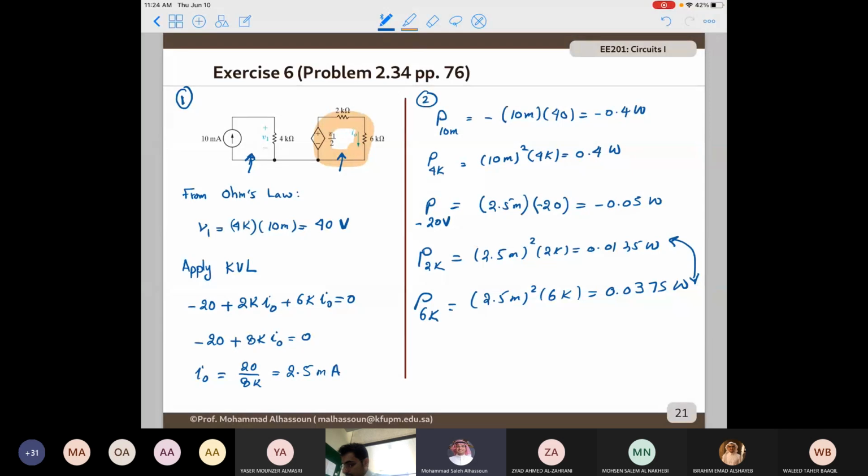So we see here that the application, whether we have dependent source or independent source, this should not matter. The only difference is that we need to add more equations.